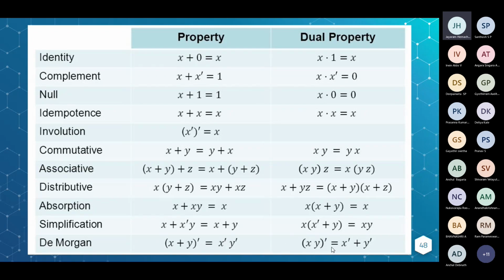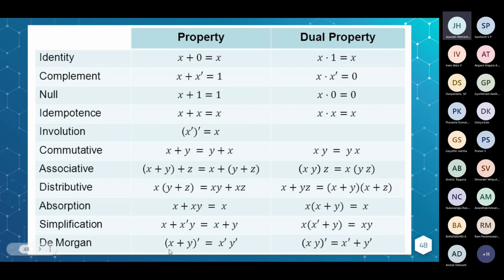In the same way, putting an OR gate and then a NOT gate after the OR gate is the same as putting a NOT gate first and then putting an AND gate. This is how we can represent this.